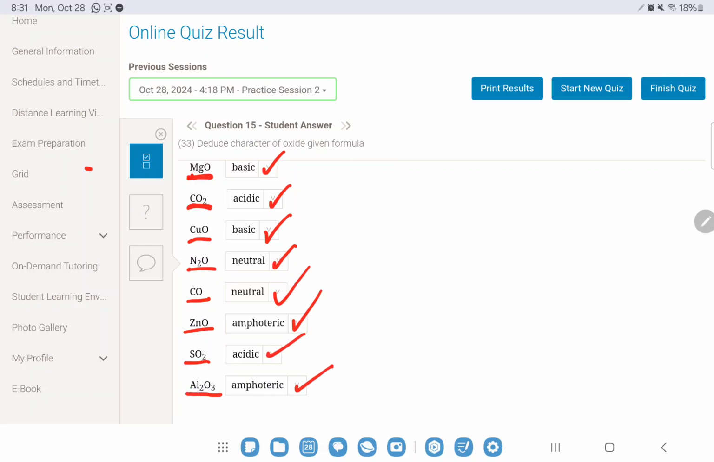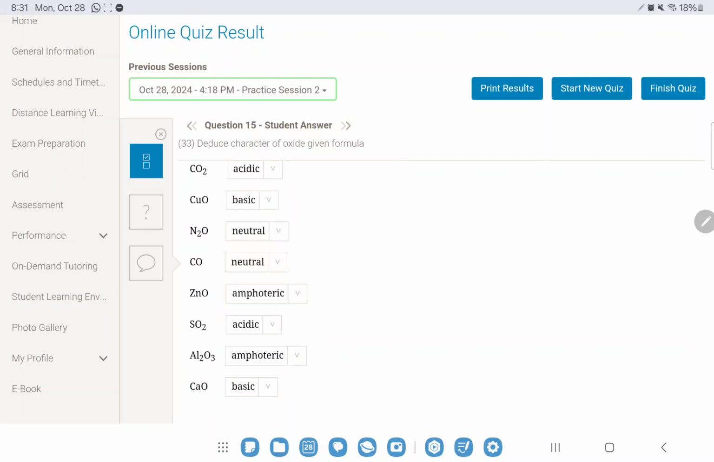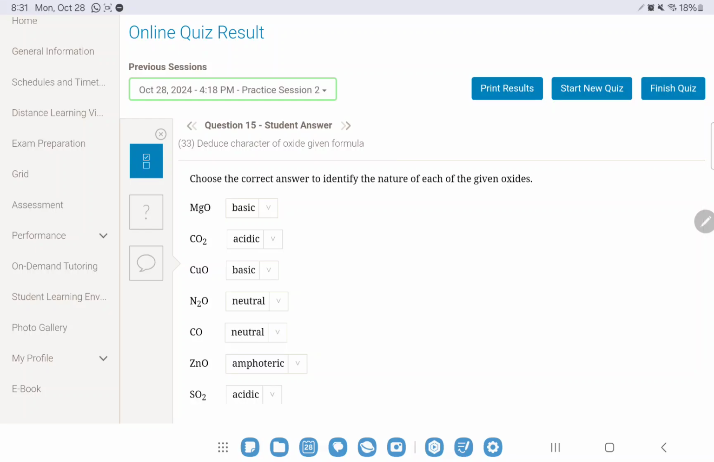Al2O3, one of our exceptions, is amphoteric. And the last one, CaO, is a metal oxide, so it is basic. I made a whole video explaining this, guys. It's really easy and helpful if you watch it.